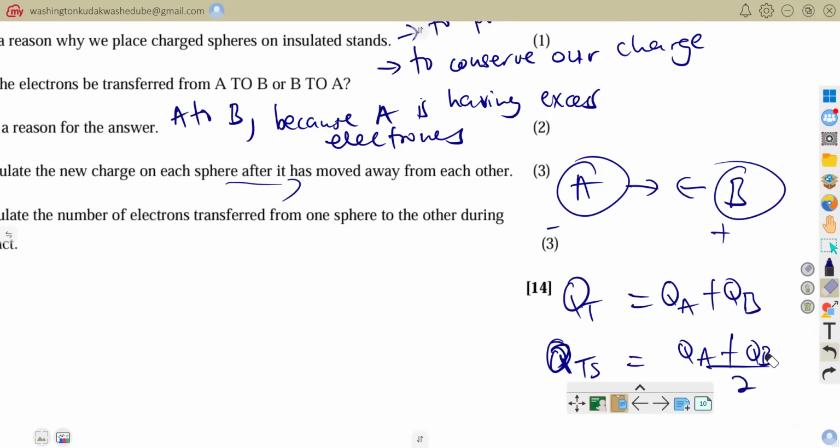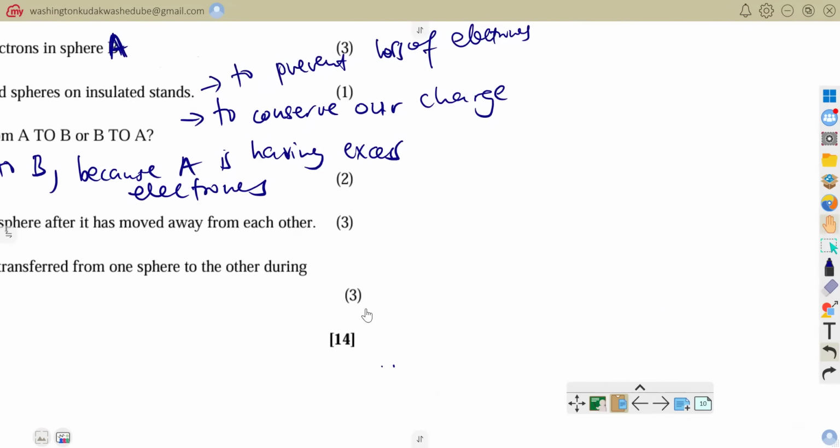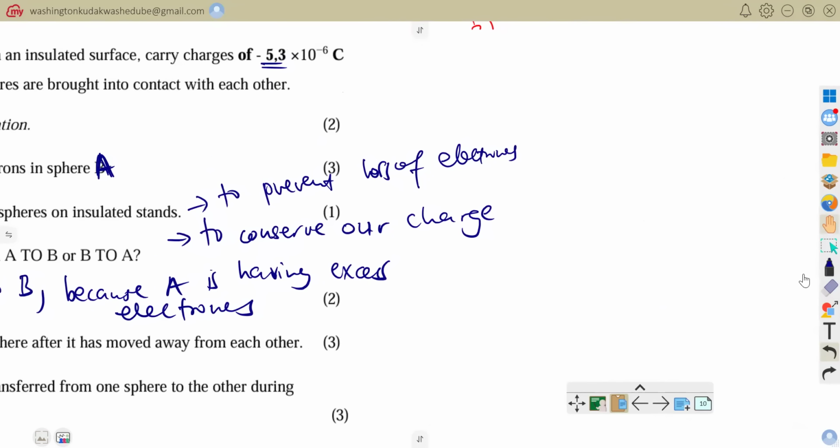So allow me to create enough space that we are going to use in determining our calculations. Let me use this side. Let's take the charges. I have charge of A, Q of A, is equal to negative, or else let me write it in terms of spheres there.